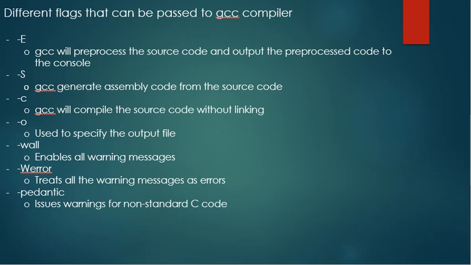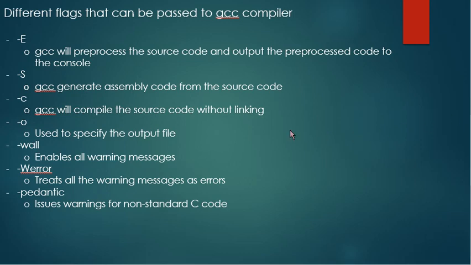Then you also have O, which is used to specify the output file. Now, if you don't specify the output file, GCC will make a default executable output file for you. And the output file is a.out. So we're going to see that in a few minutes from now.